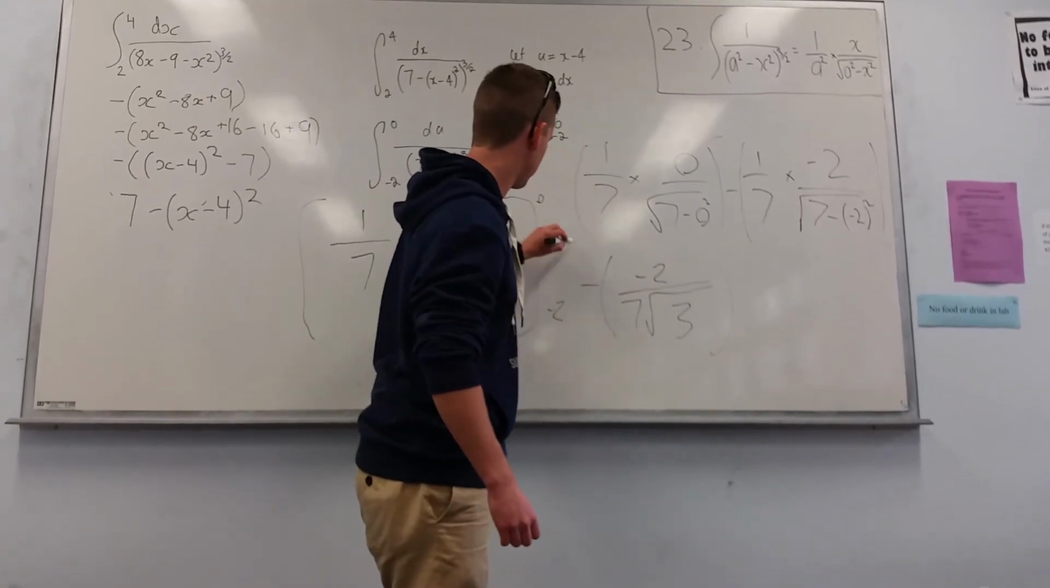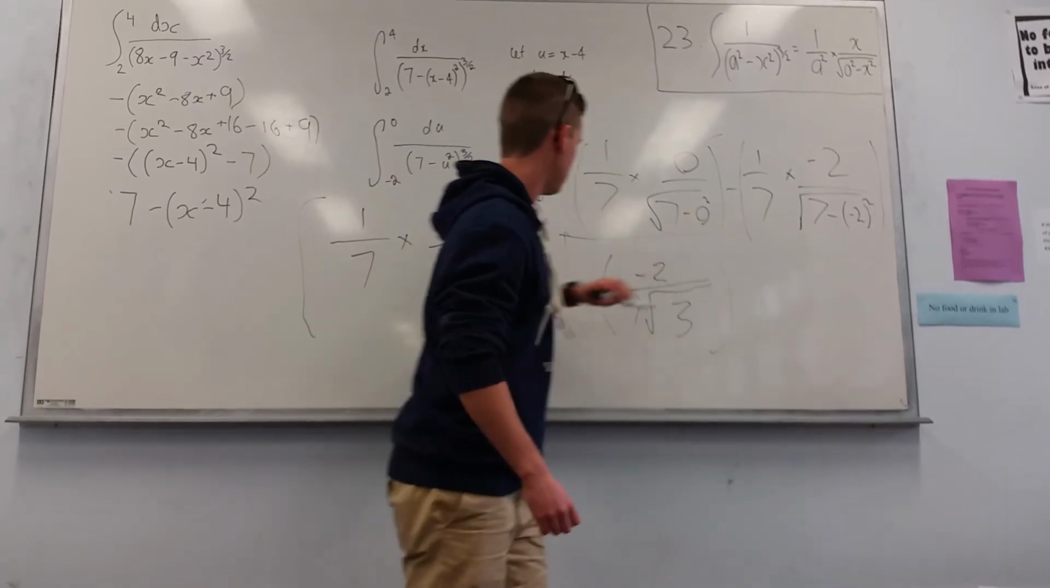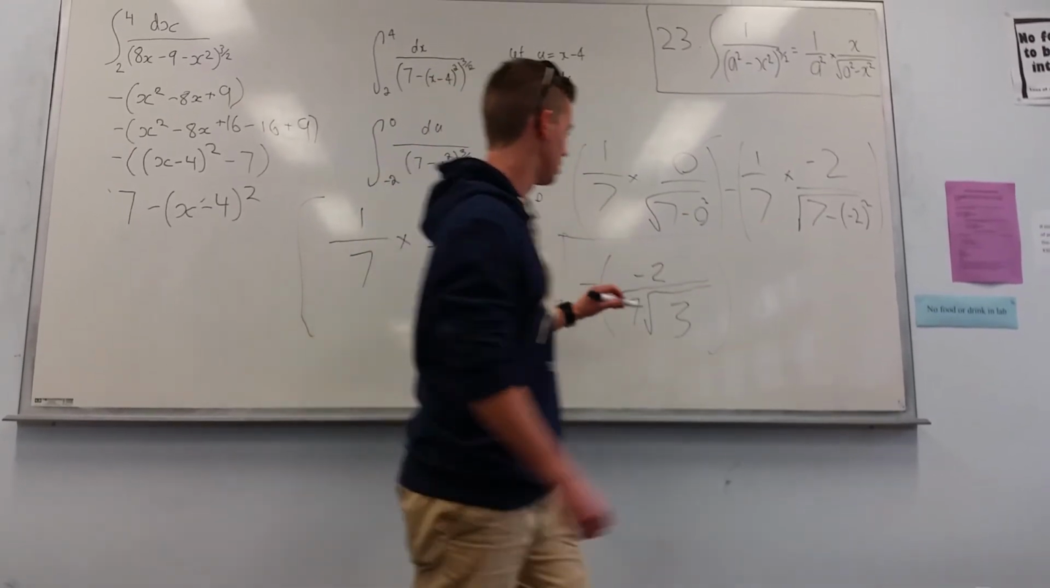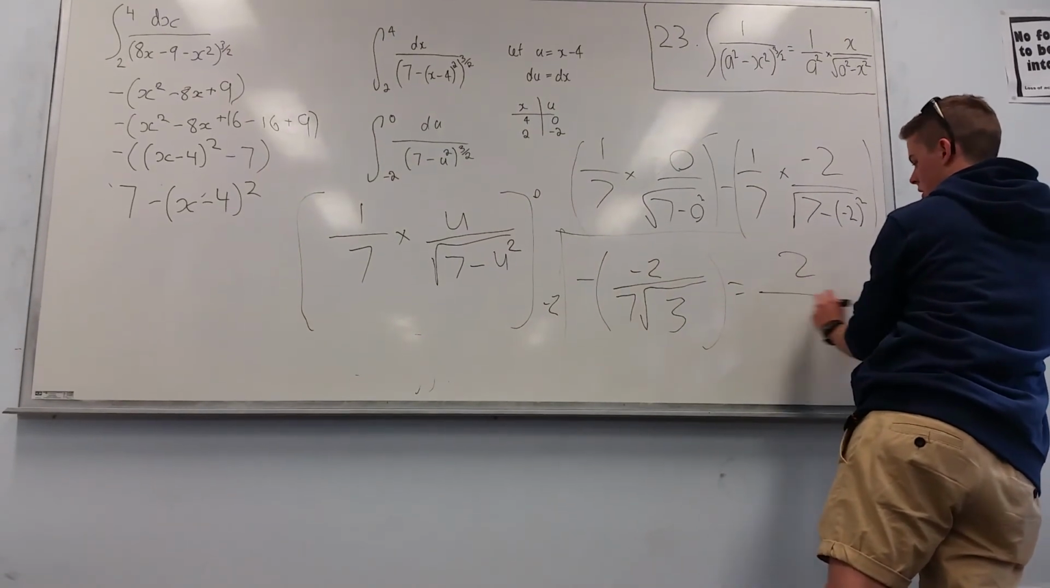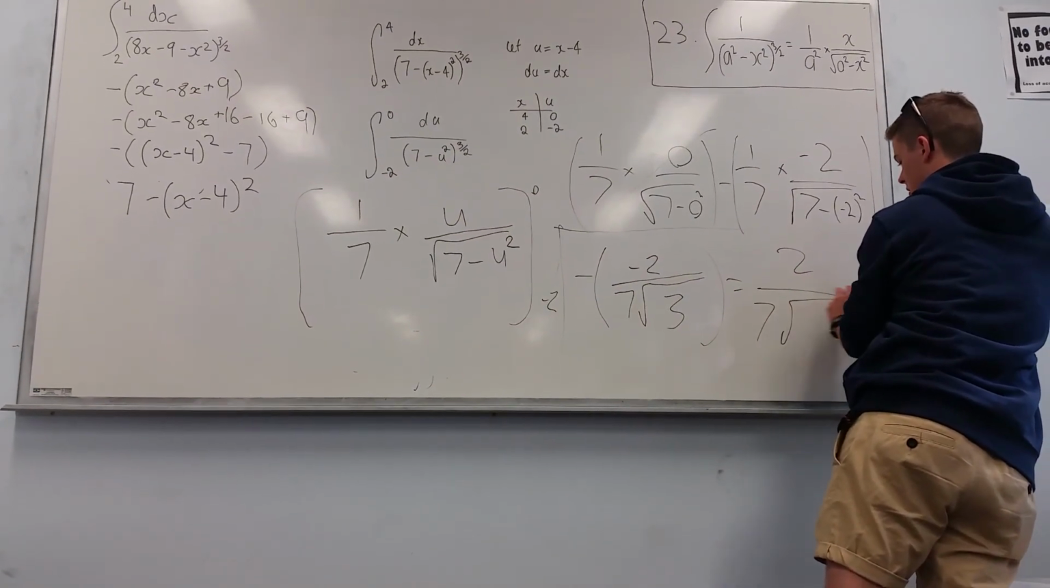and then to finish off we can times out our negative 1 to be left with 2 over 7 square root of 3.